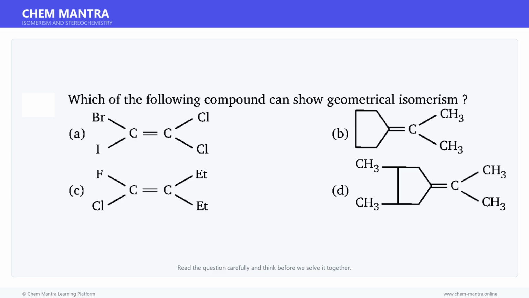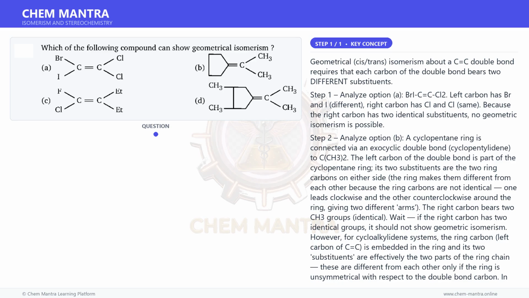Here is a question. Read it carefully and think about the answer. Let us solve it step by step. Let us first understand the key concept here. Geometrical, cis-trans isomerism about a C=C double bond requires that each carbon of the double bond bears two different substituents.